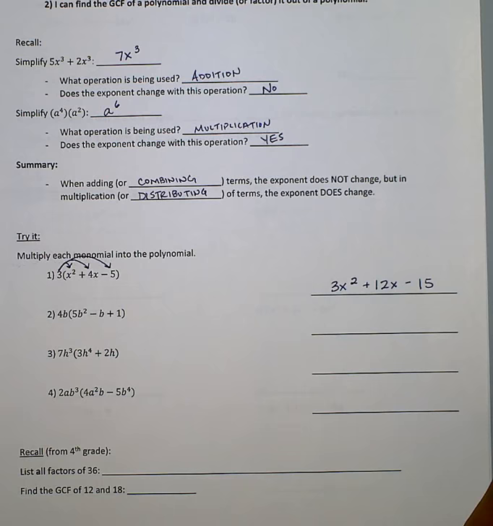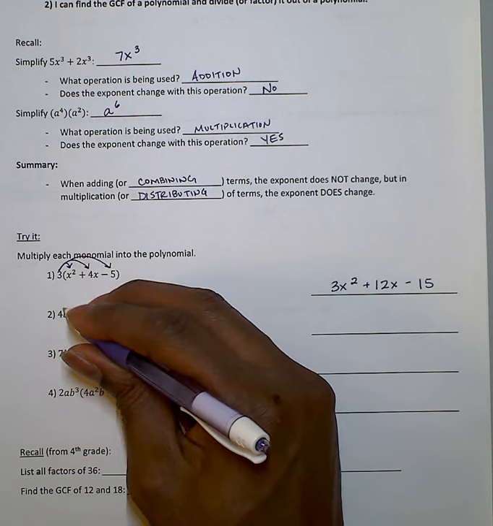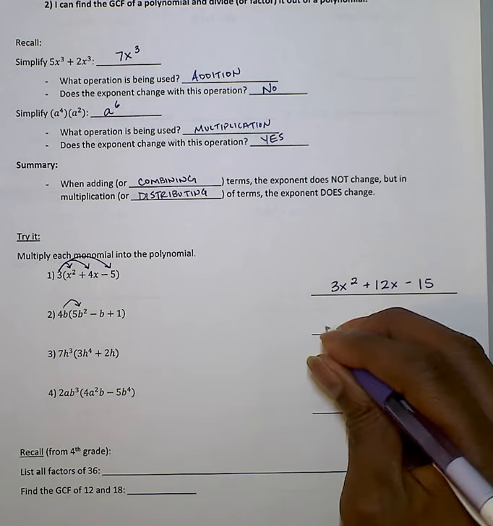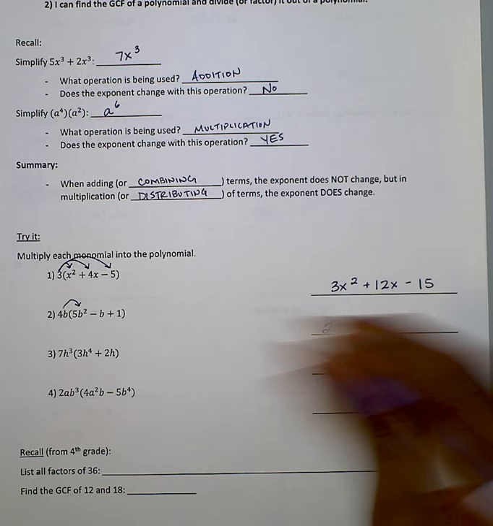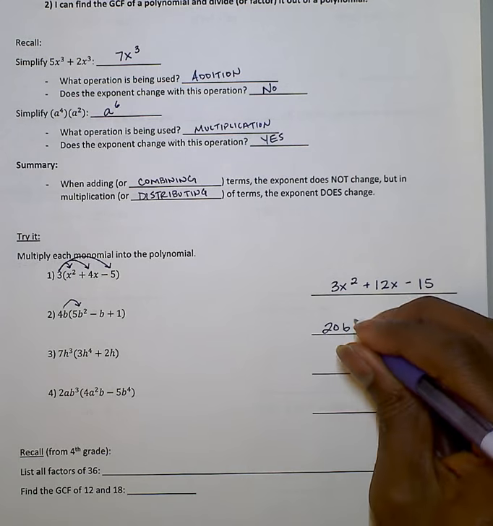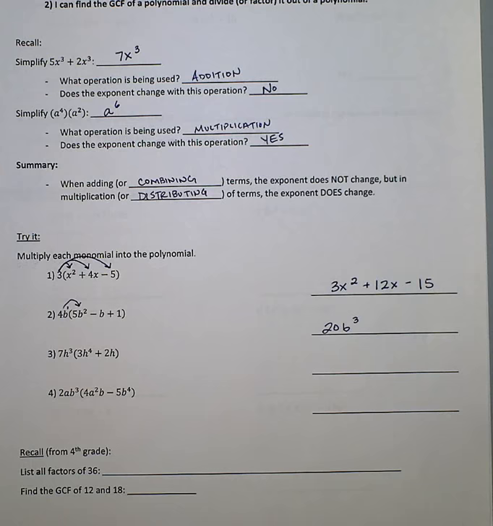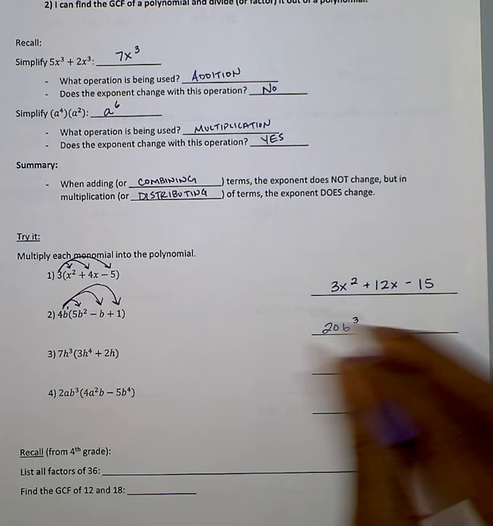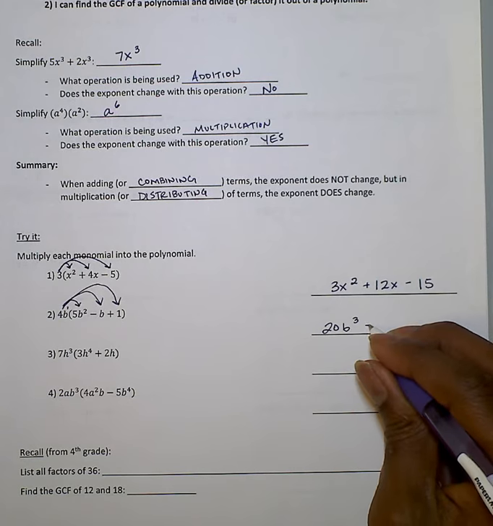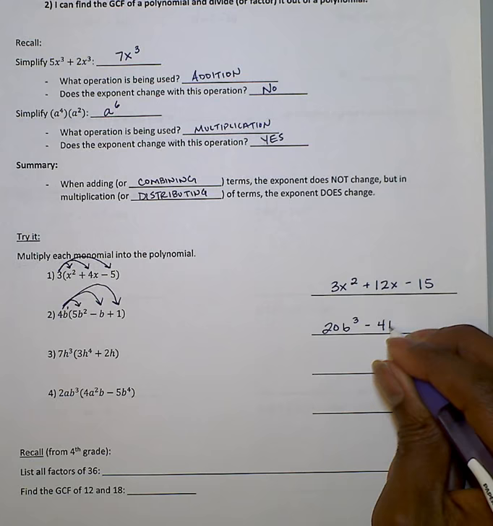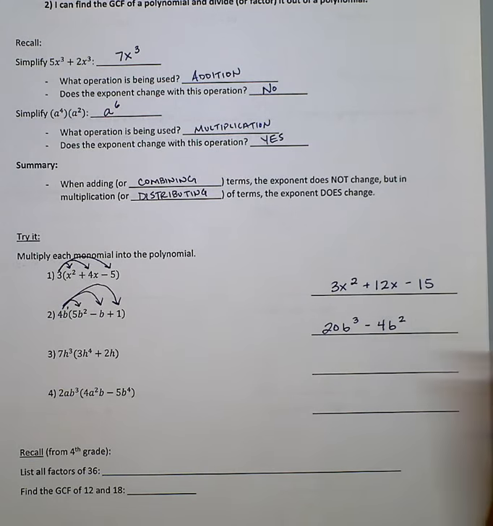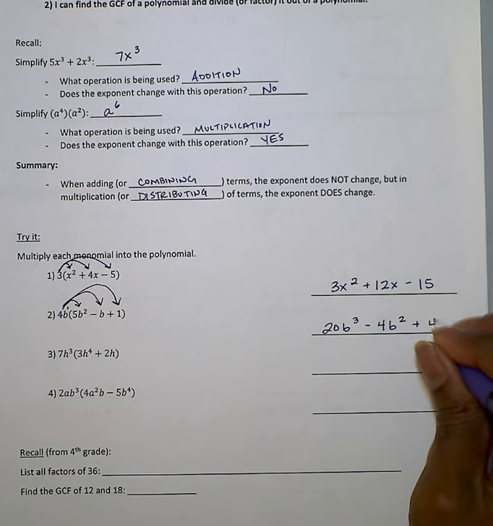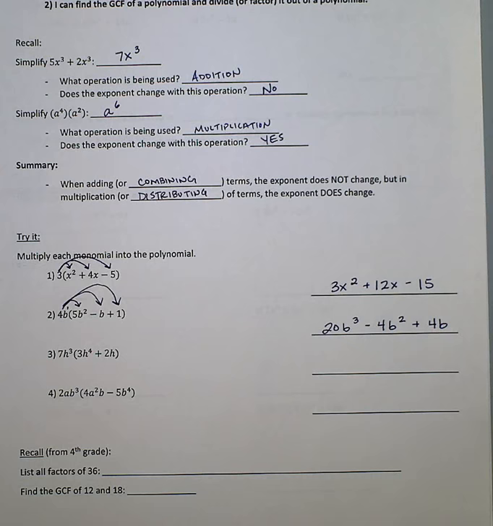Okay, we'll go through the next one. We have 4b times 5b squared, so we do 4 times 5, which is 20, and then b times b squared is b to the 3rd. Remember, this b has an exponent of 1. We'll do the same thing, distribute, distribute. Here we'll get minus 4b squared. Then finally 4b times 1, which is just plus 4b. So there we go.